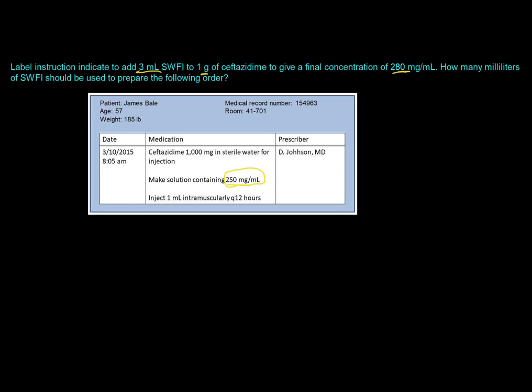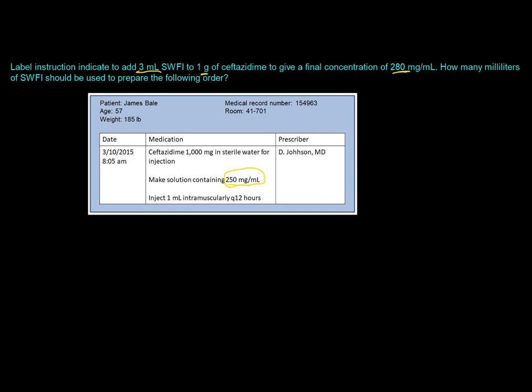Alright, so what do we do? We're going to do this in 2 steps. The first thing we are going to do is use the information that has been given, which is the 3 ml, 1 gram, and 280 milligrams per ml, to find out what the powder volume is. And once we know that, we'll go back and use our quantity and the new concentration together with the powder volume to determine the volume of diluent. So this is what I mean.